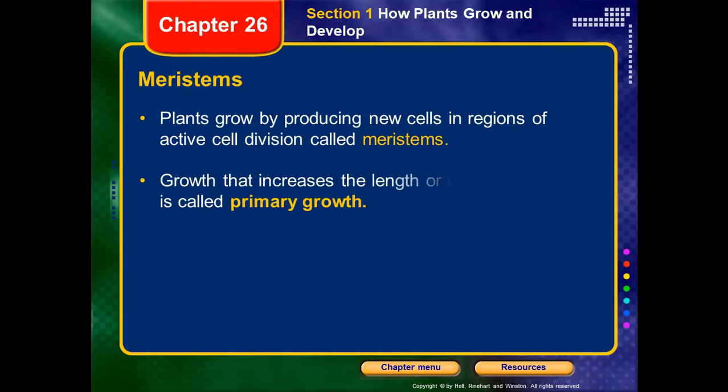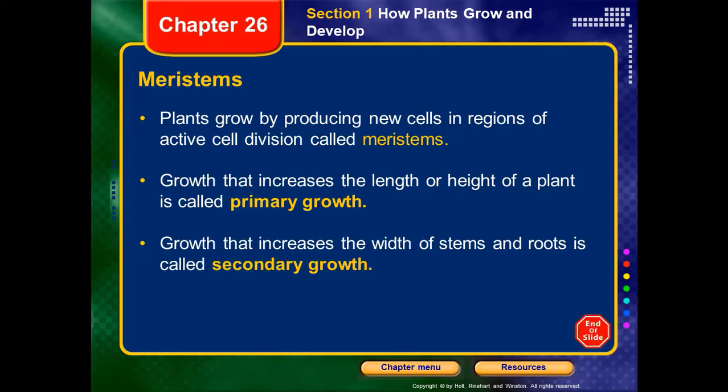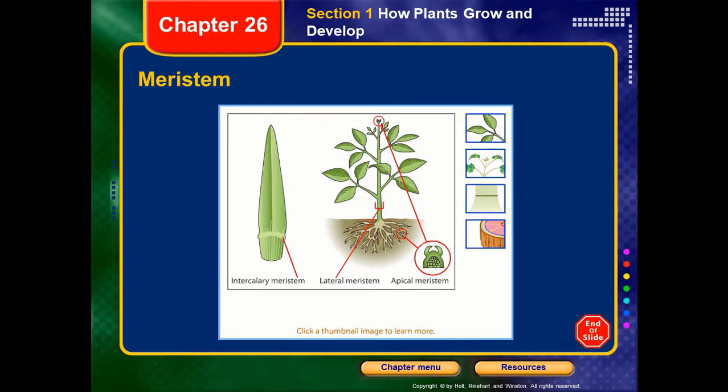So plants grow by producing new cells in a region of active cell division called meristems. Growth that increases the length or height of the plant is called primary growth, but growth that increases the width of stems and roots is called secondary growth. Let's see by the image and learn more about the plant structure.